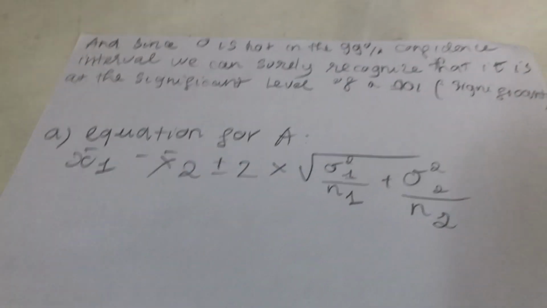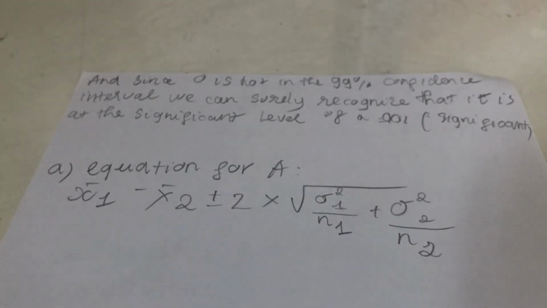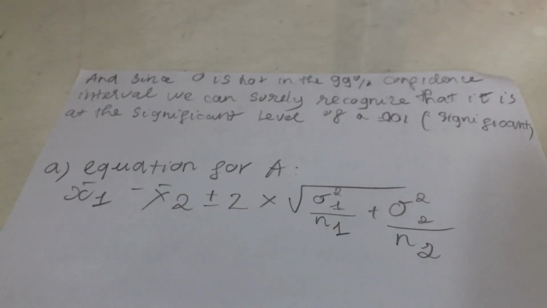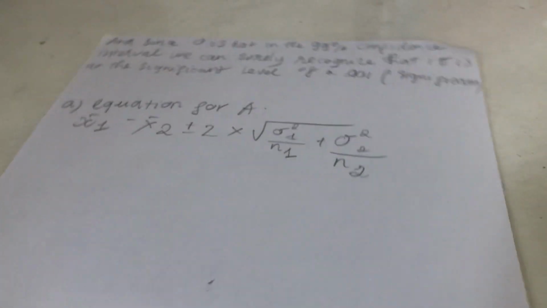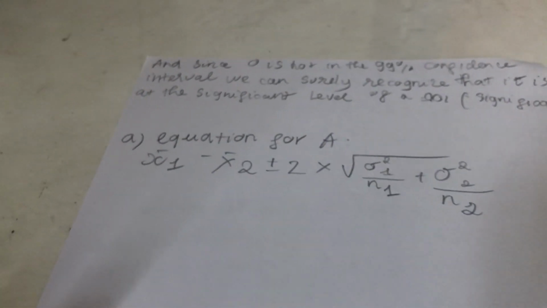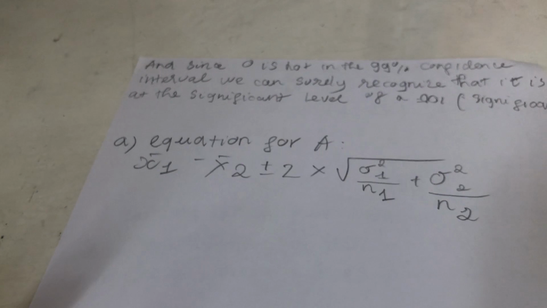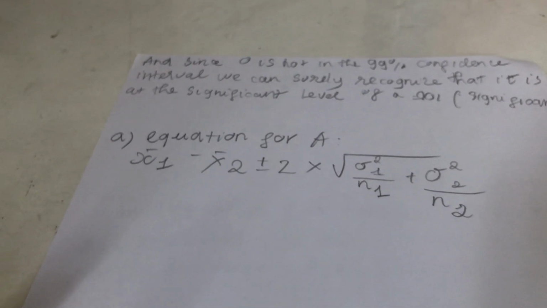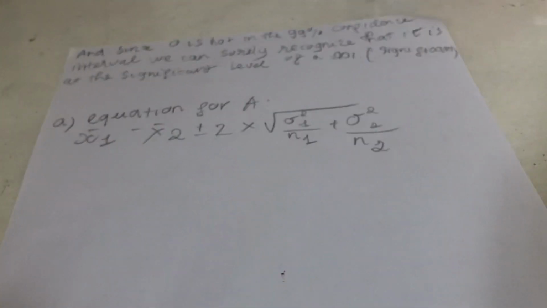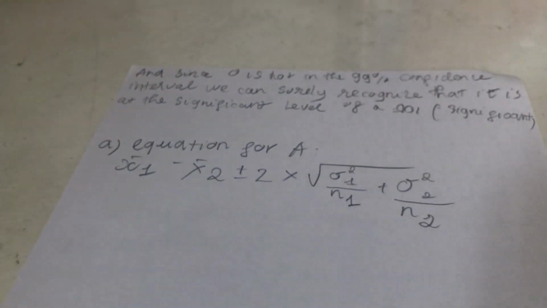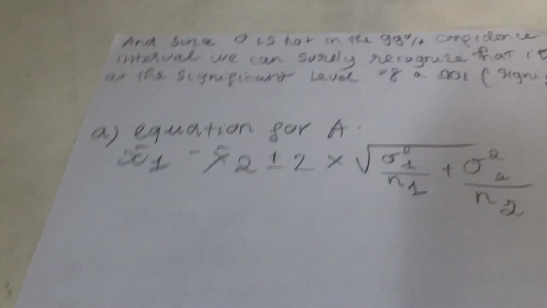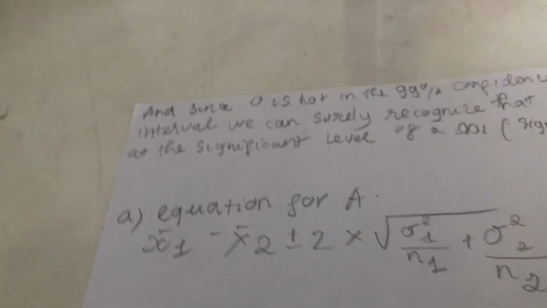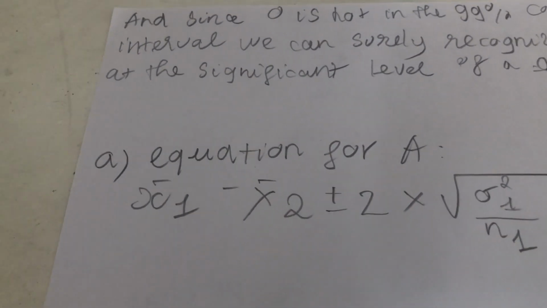And also, since 0 is not in the 99% interval, we can make another confirmation to it. If 0 is not in the 99% interval, we will have alpha equal to 0.01. So basically it's pretty much significant right there.